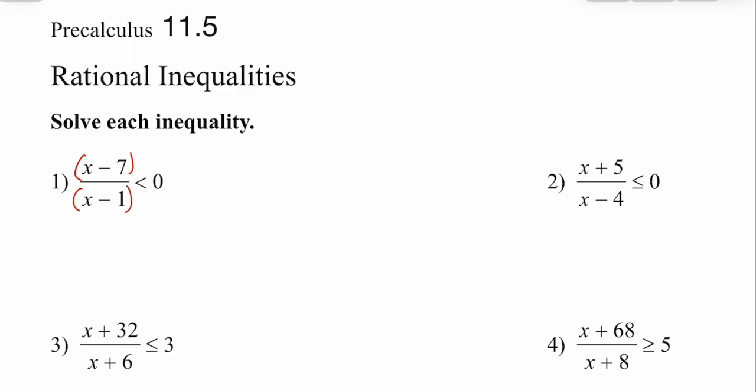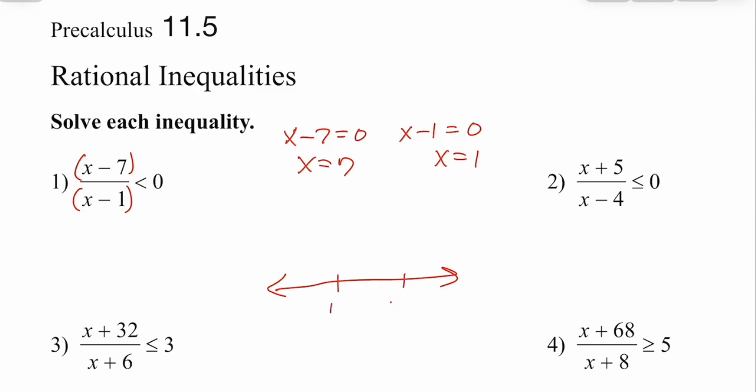Now, when that's the case, what you're going to do, just like we did yesterday, is take each factor, set them equal to 0, and solve for the zeros. Okay? Just like yesterday, we are going to make a number line chart. We're going to put those numbers down in least to greatest order. Now, here is the difference.